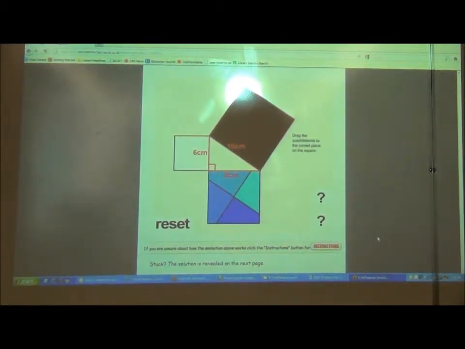This is a really nice applet that's a little puzzle. It clearly shows what I was talking about before. You'll notice that we're going to be able to take those areas of the legs and form the area of the square that sits on the hypotenuse. So I'll show you what I mean here.